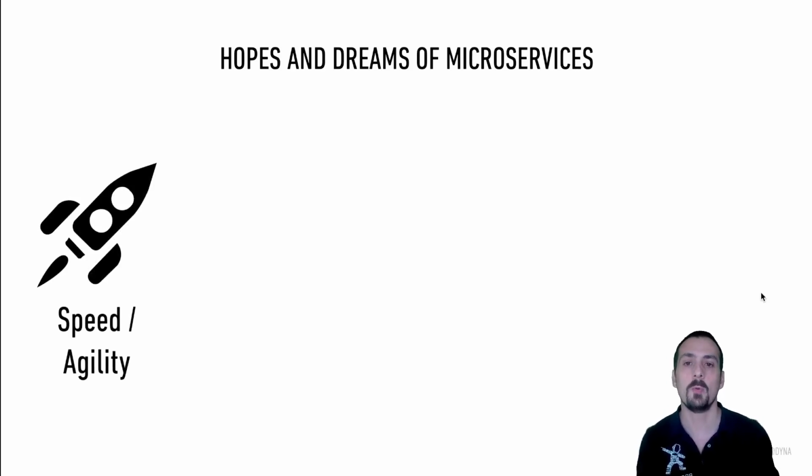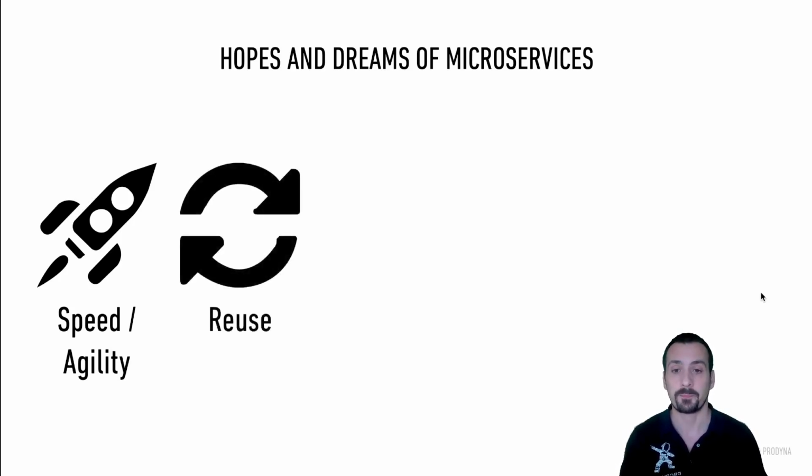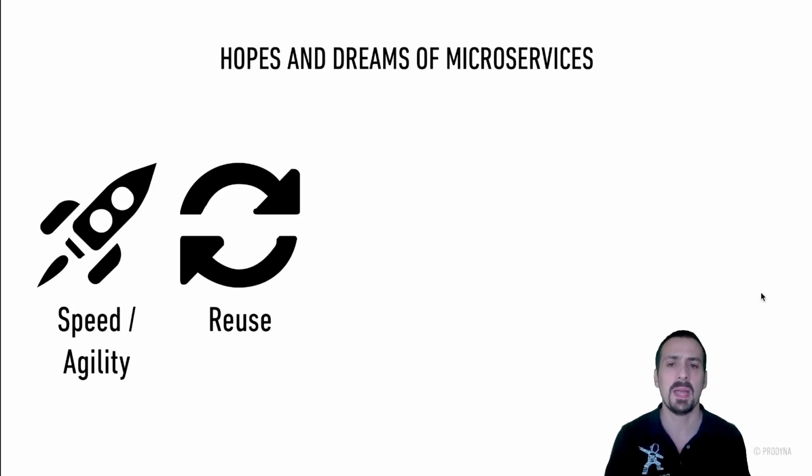So let's have a look at the hopes and dreams when starting to develop microservices. I hope that I can gain speed in my development process and be more agile, so react quicker to requirements from my business and deliver value quickly. This is one of the major drivers for going into microservices. Also, reusing existing functionality or reusing services in new ways and in new contexts is a major benefit that I can get from having standardized APIs and having microservices that offer standards-based interfaces.